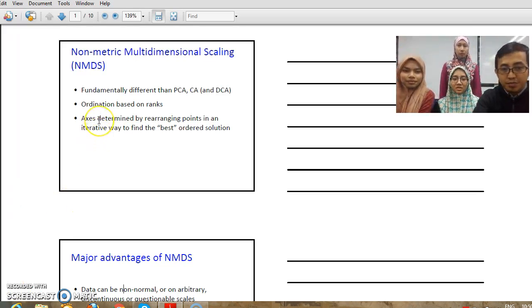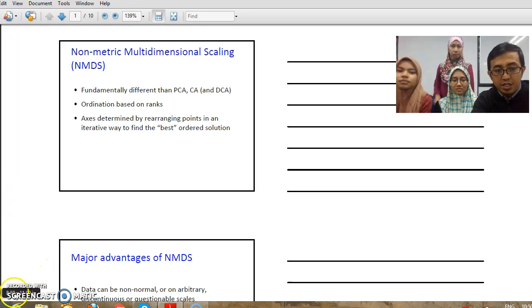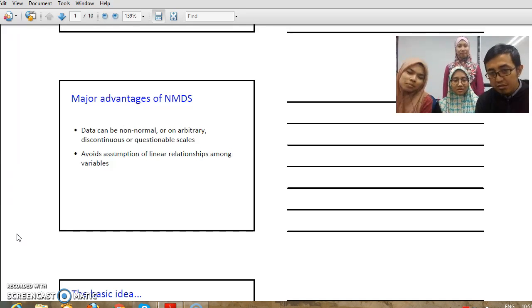Okay. Actually, NMDS, or non-metric multi-dimensional scaling, is fundamentally different from all of those methods. For this method we use ordination based on ranks, as determined by rearranging points in an iterative way to find the best ordination solution. The major advantage is that data can be non-normal, arbitrary, discontinuous or on questionable scales, avoiding the assumption of a linear relationship among variables. This is the major advantage of NMDS.